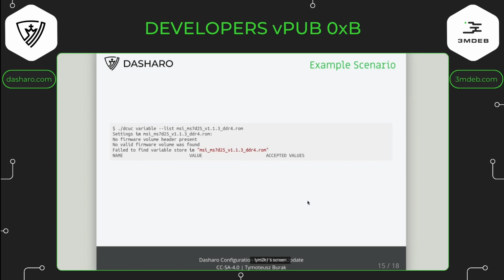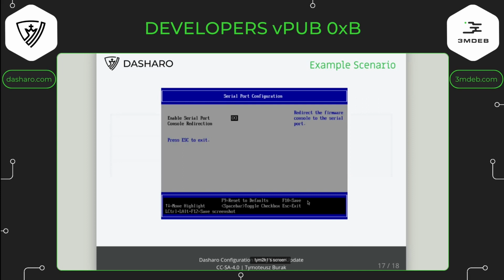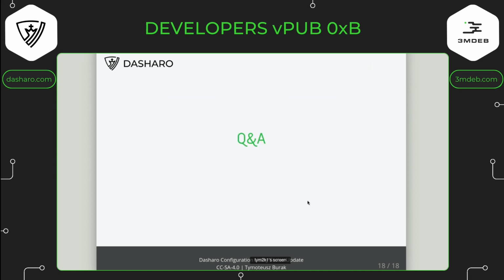But nonetheless, we can still set settings that we know from the previous command. In this example, we turn on the serial communication. Then when we boot the platform, yeah, there it is. It works, and we can communicate through serial with our platform. And actually, that's it for the whole presentation. It didn't take that long, but if you have any questions, feel free to ask them.